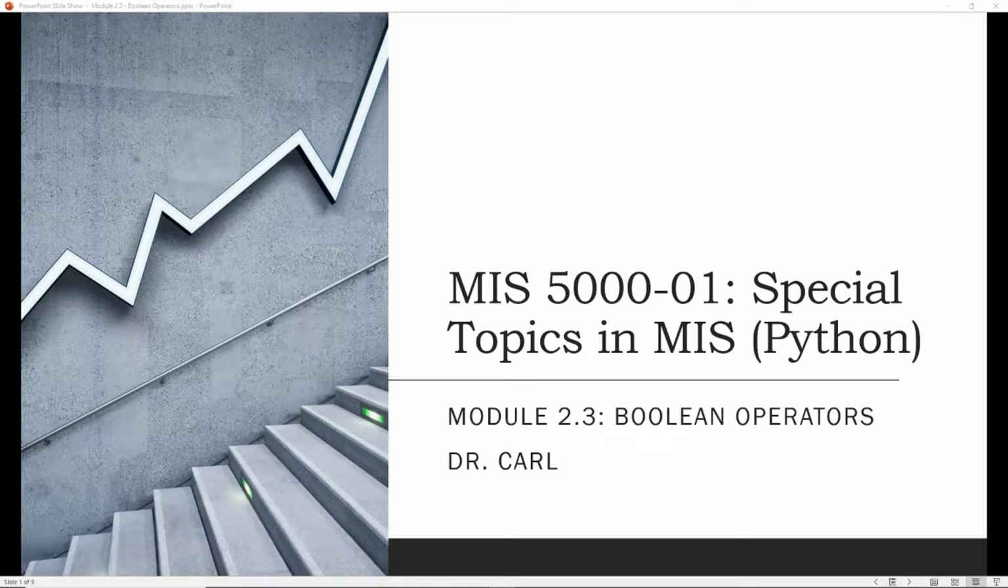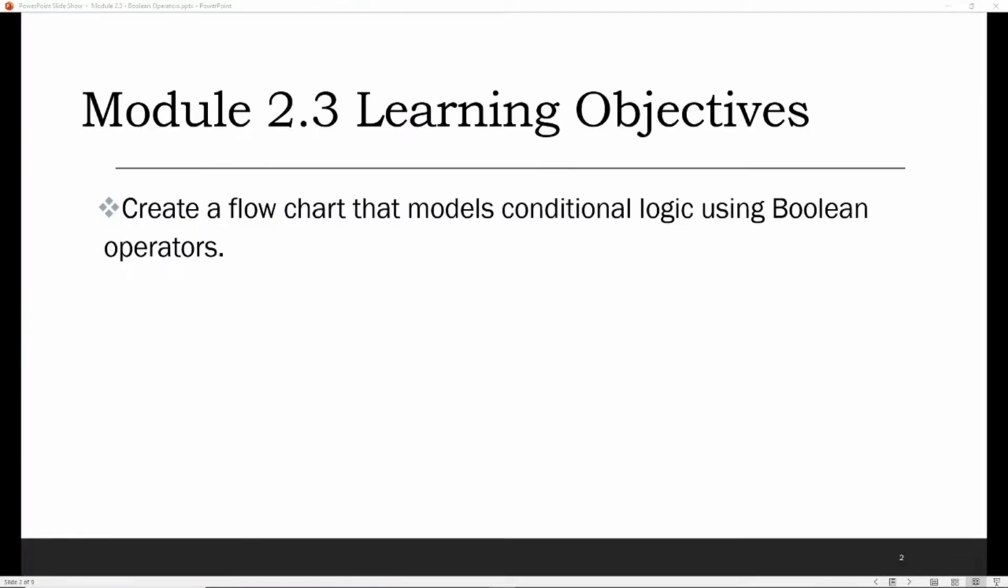Welcome back, everybody. Today we're going to be talking about Boolean operators and how to use them to model conditional logic in flowcharts. Thus far, we've talked about Boolean values, that of true and false, and how they are evaluated and come into play when we make decisions in our flowchart. The learning objective for this module is to create a flowchart that models conditional logic using Boolean operators.